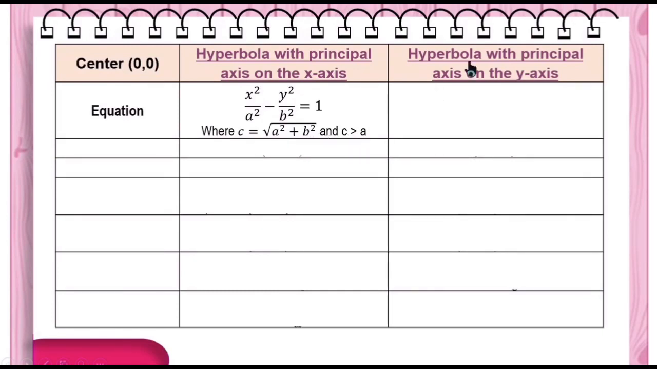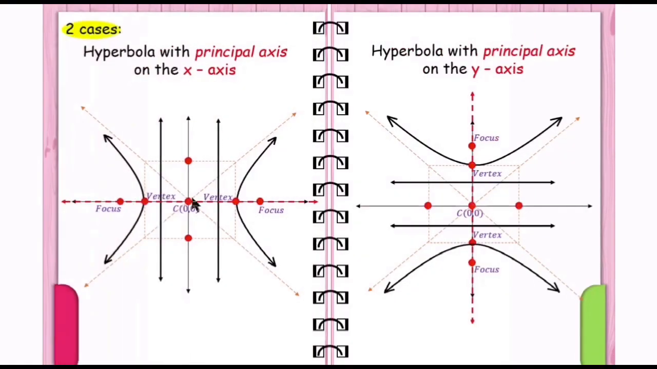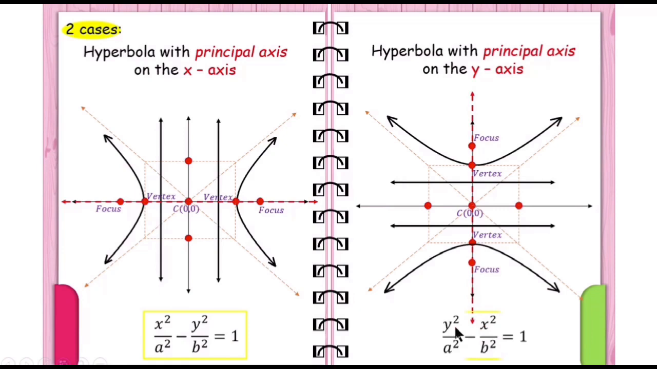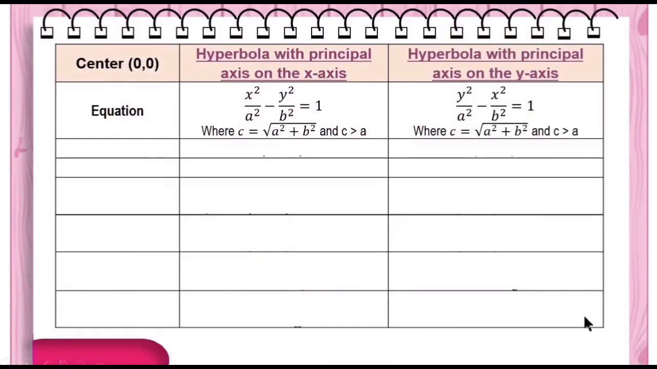While the equation of the hyperbola with principal axis on the y-axis is y squared over a squared minus x squared over b squared equals 1. This is the graph of this equation, x squared over a squared minus y squared over b squared equals 1, while this one is the graph of the equation y squared over a squared minus x squared over b squared equals 1. As you can observe, sa equation ng hyperbola, malalaman natin kung nasa x or y axis siya kung nauuna ang x squared or y squared.